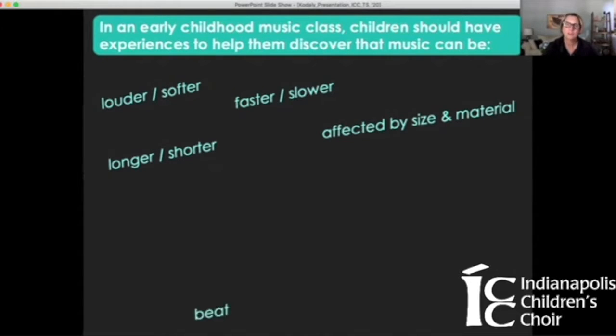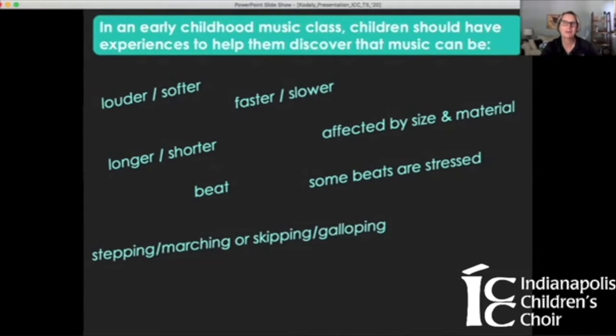There is a regularly occurring underlying beat in music. Some songs have a feeling of stress or accents, which will eventually lead us to things like meter. Some songs are stepping or marching music, others are skipping or galloping music. There are places in music for taking a breath, which creates phrases, and phrases are going to be things that we derive things from.